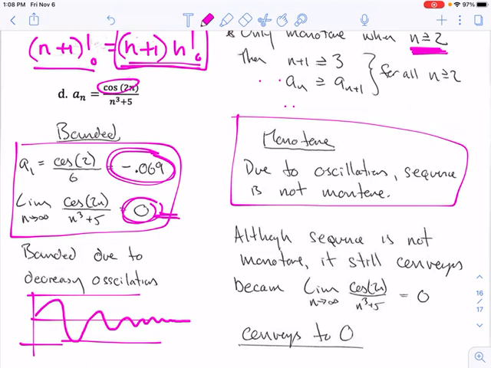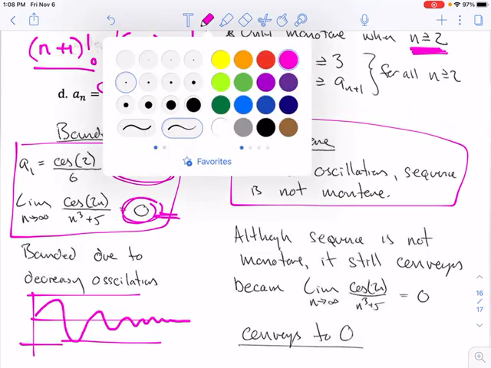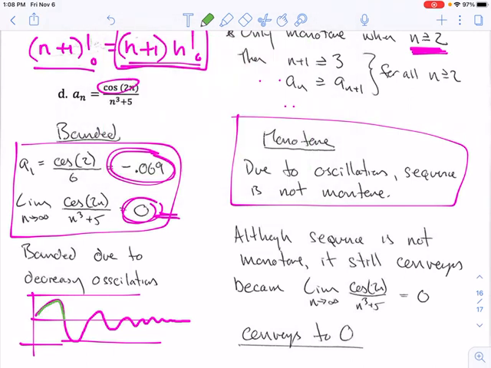As I drew this little picture over here, you can see that the oscillations are closing in on 0. And so the oscillations become microscopically small. They're always going to be oscillating forever and ever, but getting microscopically close to 0. So we can say that it is converging to 0. And we can actually just find that by finding the limit. So it converges to 0.